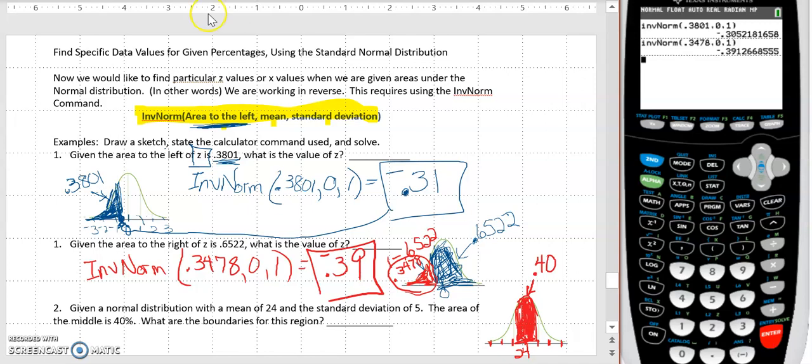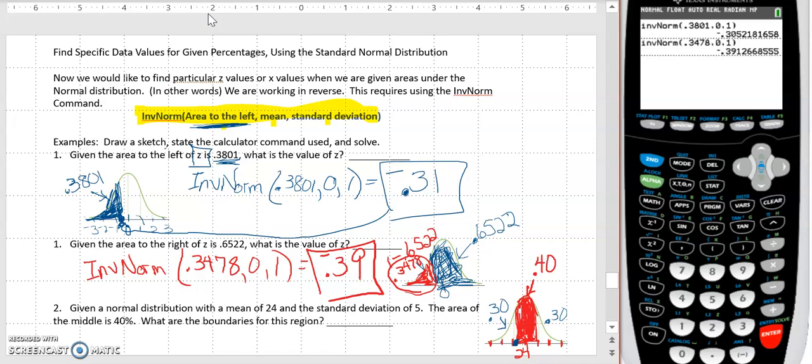Now, with that area being 40%, remember with our inverse norm command, we need to know the area to the left. So I'm trying to find this value down here on the axis. So I need to know this area to the left. Well, the total area is 1. If I pull out the 40%, what I have left is 60%. And when I split that up into 2 parts, that means this area has got to be 30%, and this area over here is 30%. Does that make sense? Because I pulled out the 40% from 1, and then I divided that in half.